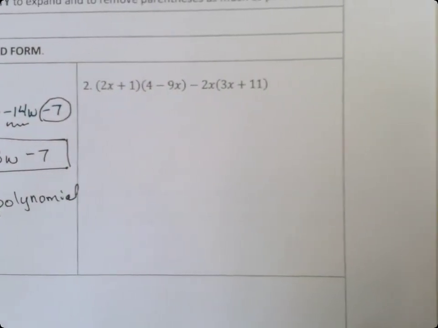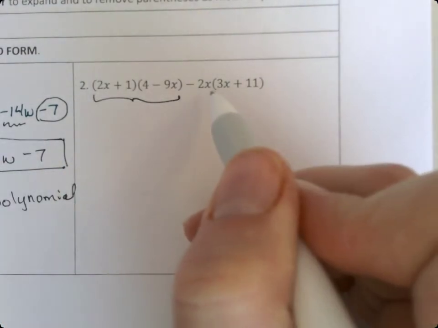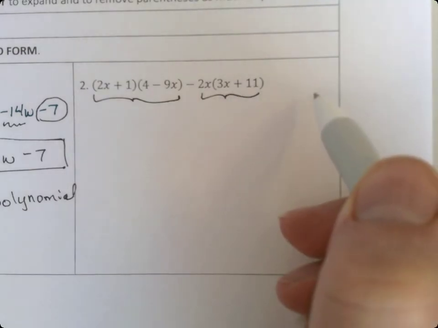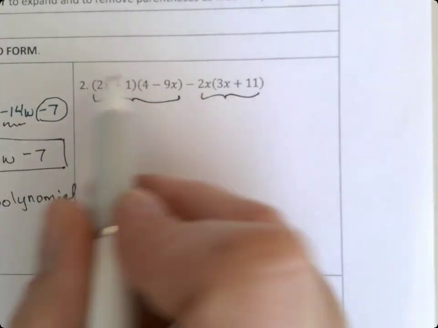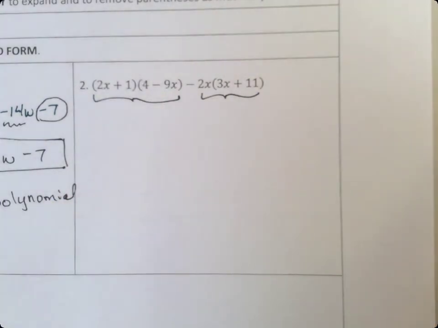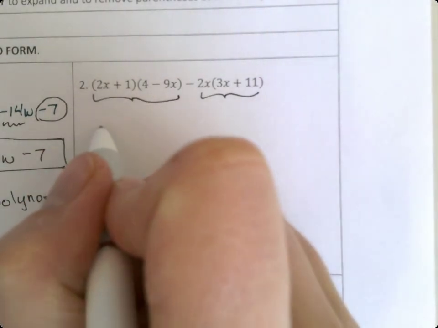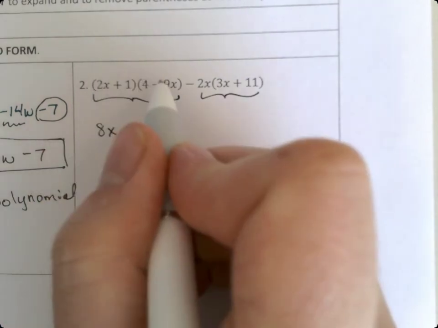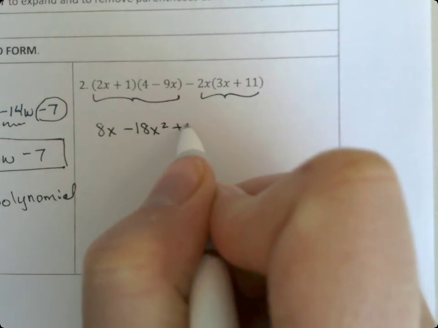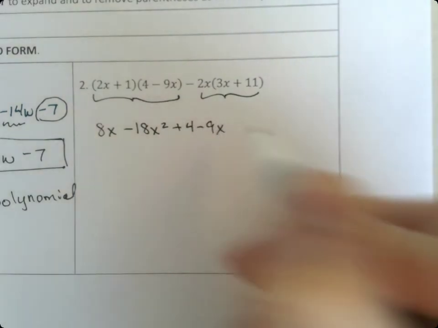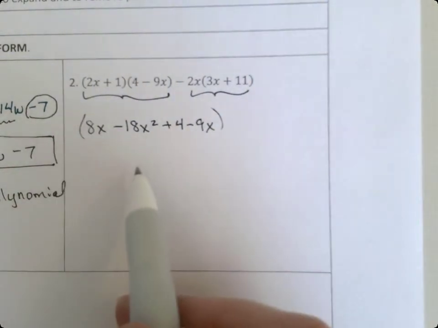So we are following the order of operations. As in, I'm going to multiply this first, I'm going to multiply or distribute this, and then I'm going to do subtraction. So I have to watch that. All right, so take a second and FOIL this or do your double distribution, however you want to look at it. So 2x times 4, 8x. Then I have a negative 18x squared. Then I have a positive 4, and then I have a minus 9x.